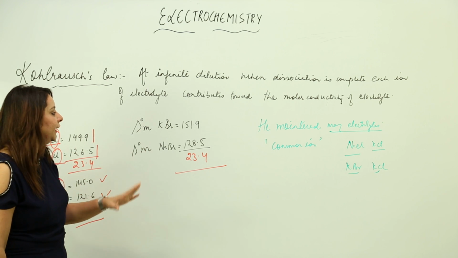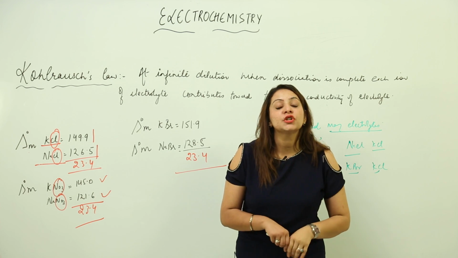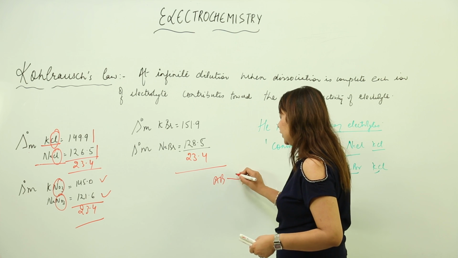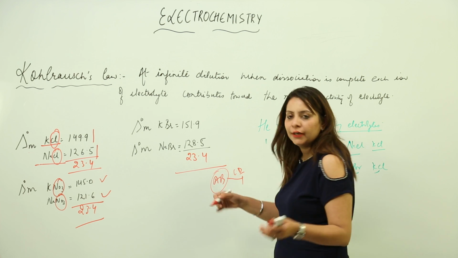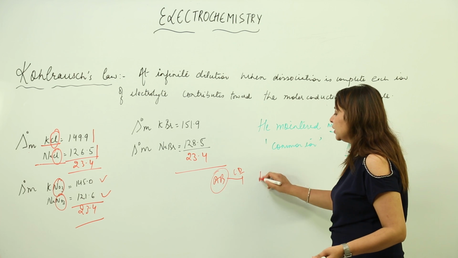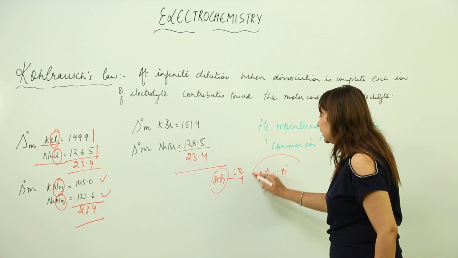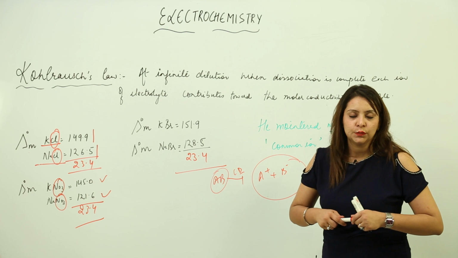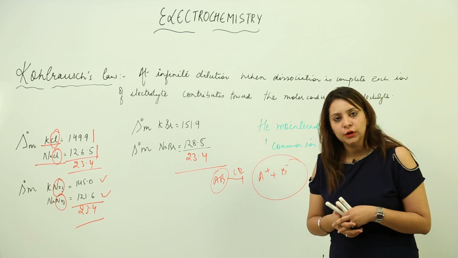And one more thing you need to remember: if we talk about any electrolyte which completely dissociates, suppose I take the example of AB, if it is a strong electrolyte, it will completely dissociate. Any salt or electrolyte in general will completely dissociate. In this case, the positive and negative ions have equal contribution towards molar conductivity.